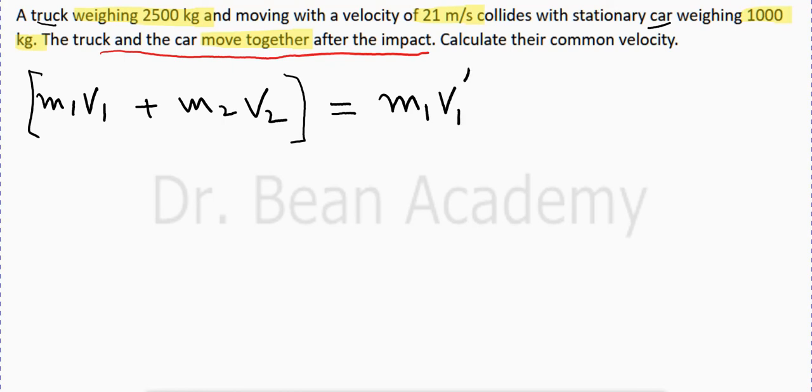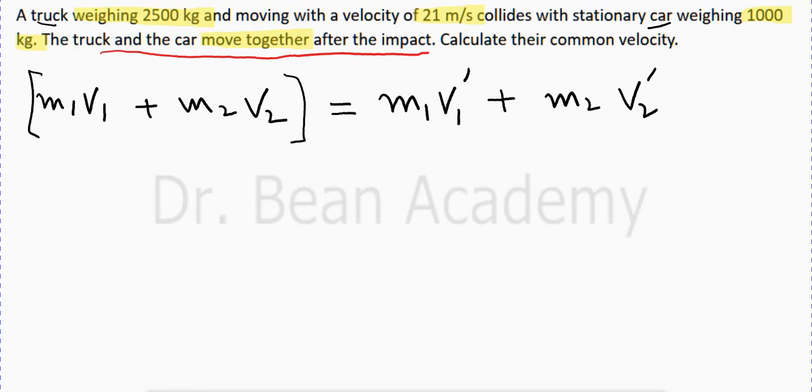to m1 v1 prime plus m2 v2 prime. This is how we usually write the law of conservation of momentum. v1 prime is the velocity of the truck after the accident, and v2 prime is the velocity of the car after the accident or event.